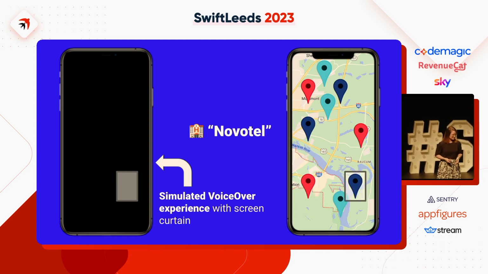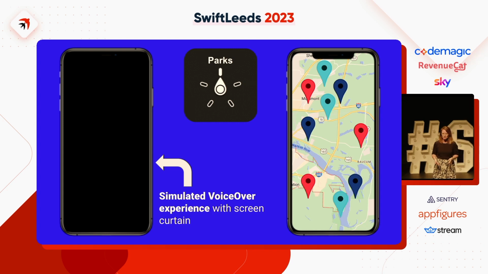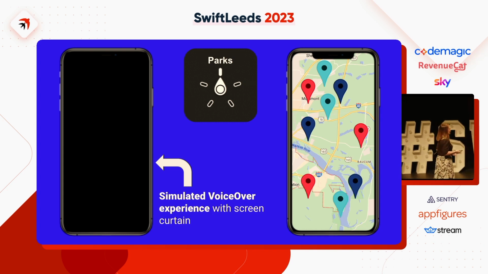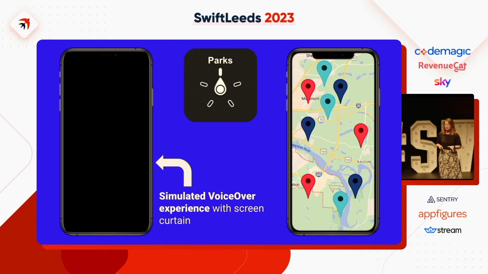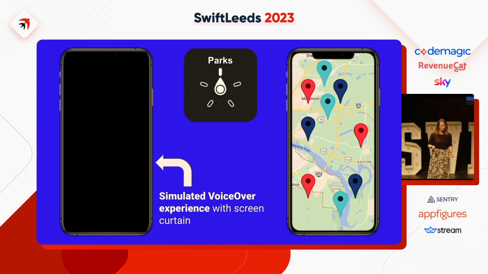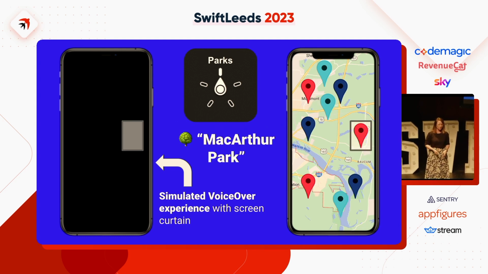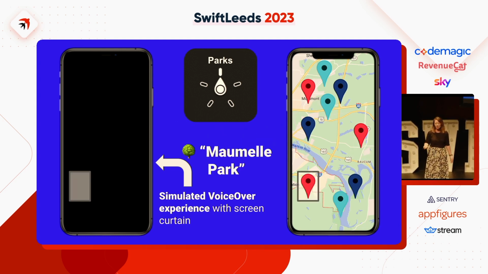We can add a custom rotor option called parks. And when I activate this option, the accessibility focus is only going to land on the annotations that are parks. So now when I go through, I see only Central Park, MacArthur Park, and Maumelle Park. And just like that, you've simplified and made it so much faster for me to find what I want.